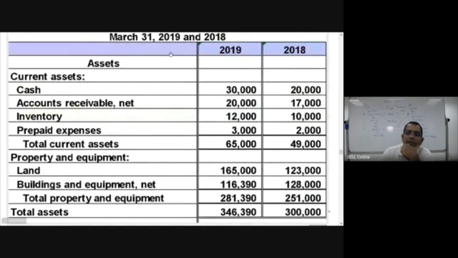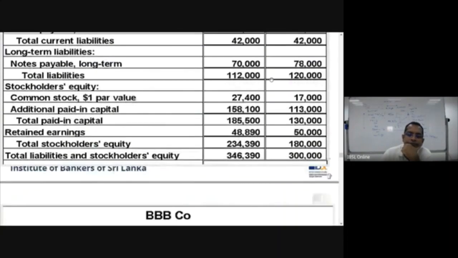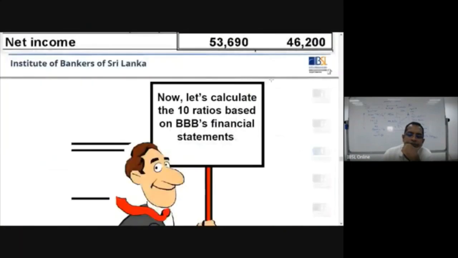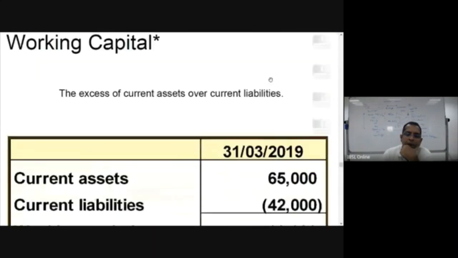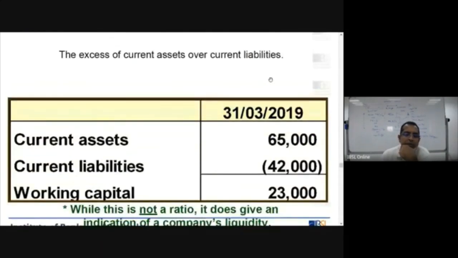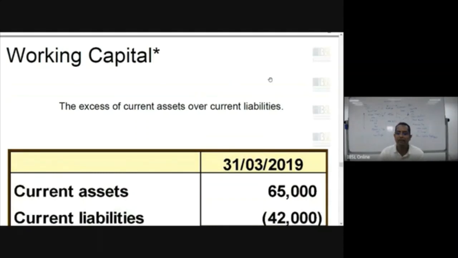So similarly, we can use this statement. Those are the figures. So I will do this today. Working capital, right?